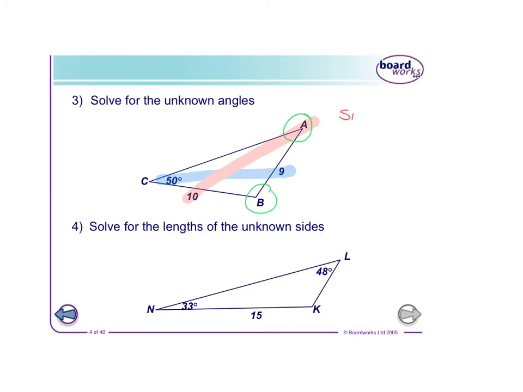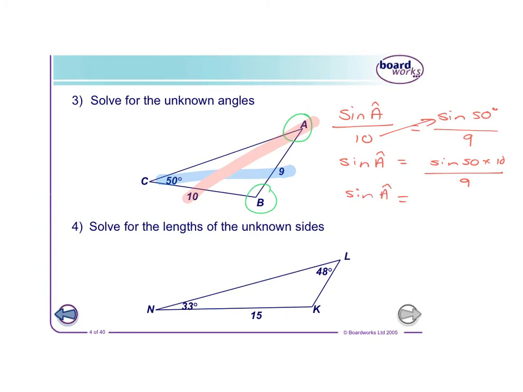So I'm going to start with sine A, because that's what I'm looking for, over 10 is equal to sine 50. Please make sure if your angles are at the top, they must stay at the top for both sides, over 9. So sine A is going to equal sine 50 times 10. We take the 10 across, over 9. Pop it in your calculator. It's going to give you an answer, but you can go straight to saying shift sine in your calculator of that fraction. And I get 58,34 degrees.